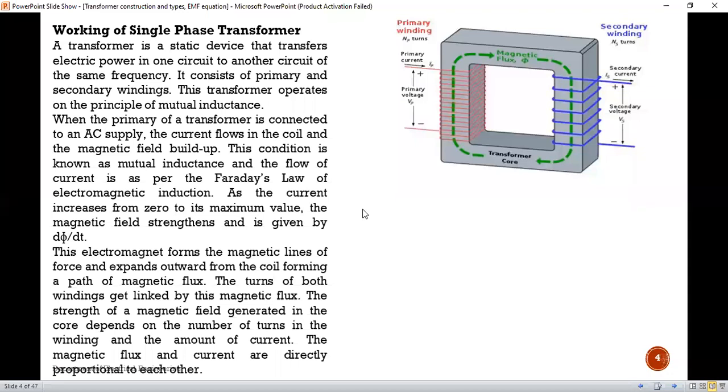Okay, see, we will discuss the working principle of the single phase transformer. Now see, the transformer is a static device. I have already told.